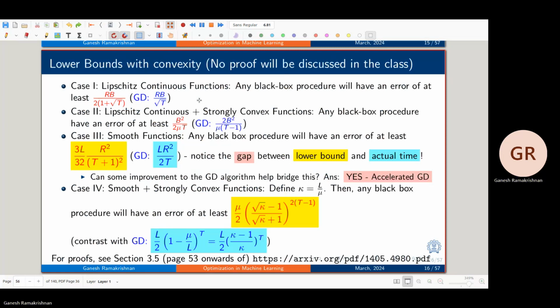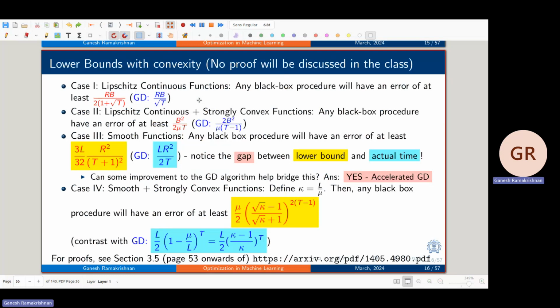So for any black box procedure, for a certain adversarial function which has been shown, the error is at least RB by 2 times 1 plus square root T. So remember, gradient descent gave you RB by square root T. Now carefully study the difference. RB by square root T, and this says at least RB by 2 into 1 plus square root T. Not far, right? Not far.